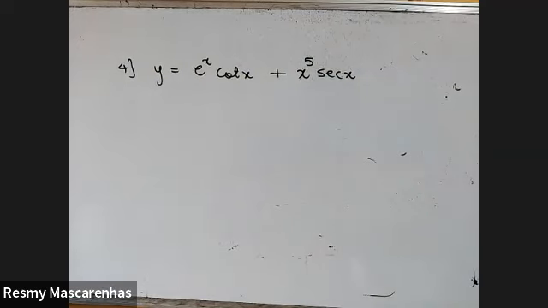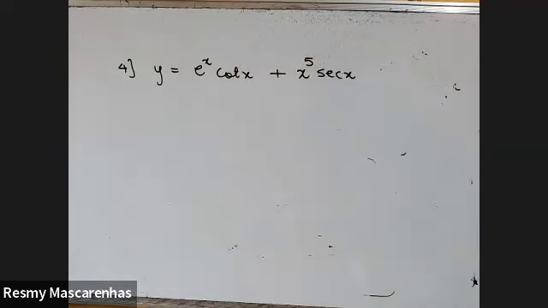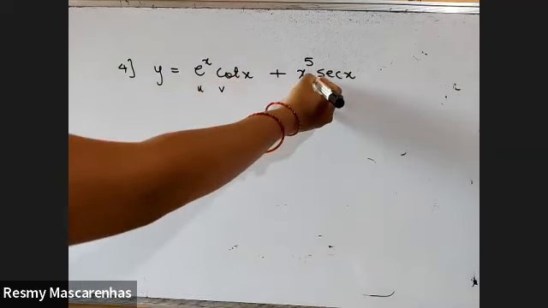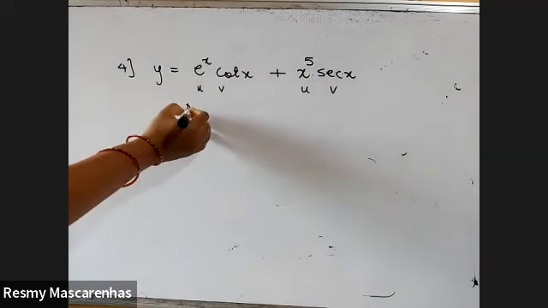Now I have to find the derivative of this. I can find the derivative of this one separately, and this one separately. As long as there's a plus sign, I don't have to worry. So now what is happening? This is also u, this is v. Again, there's a multiplication sign. So this is u, this is v. Now differentiate.